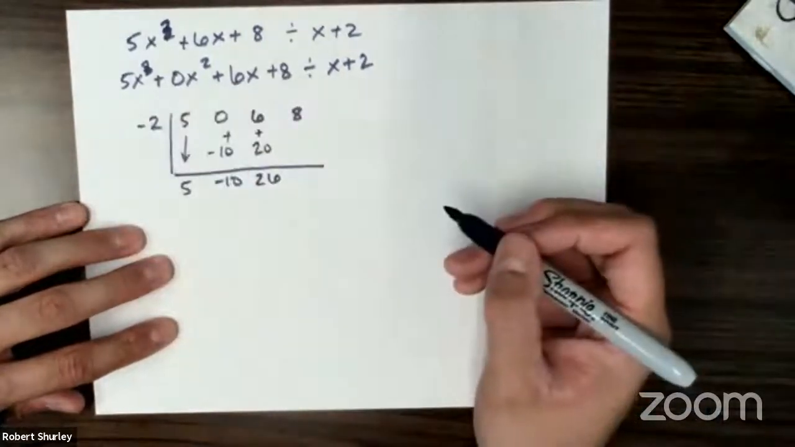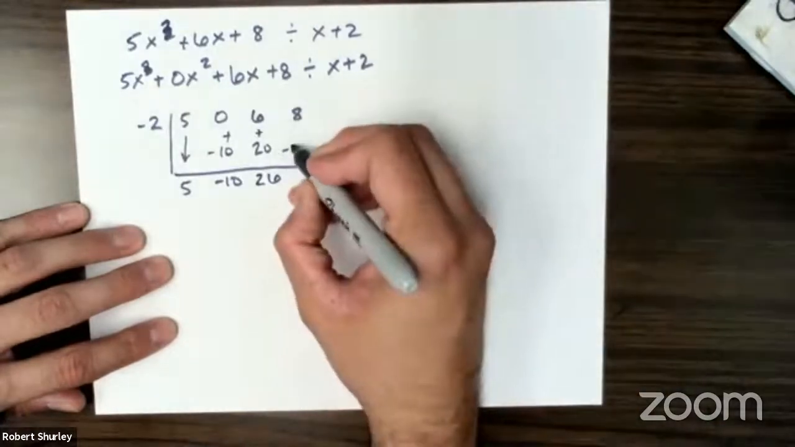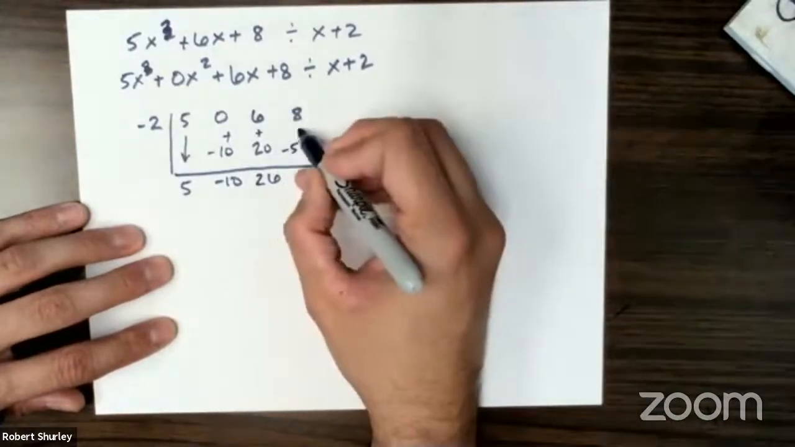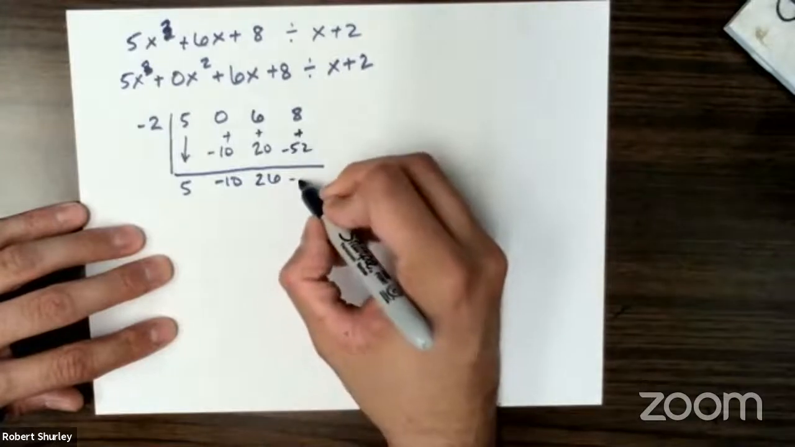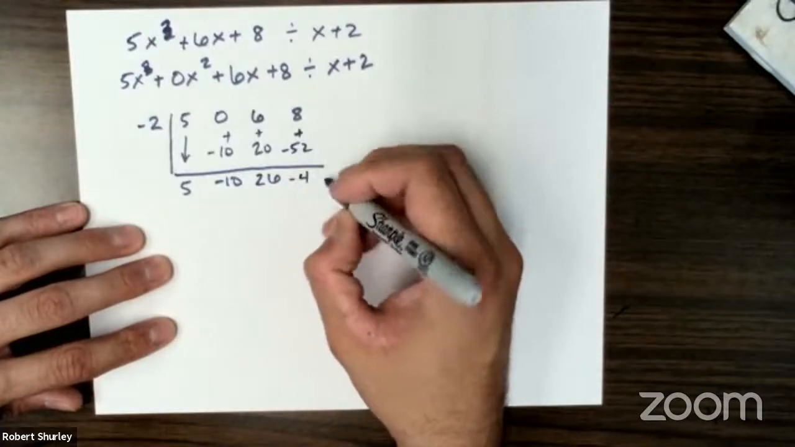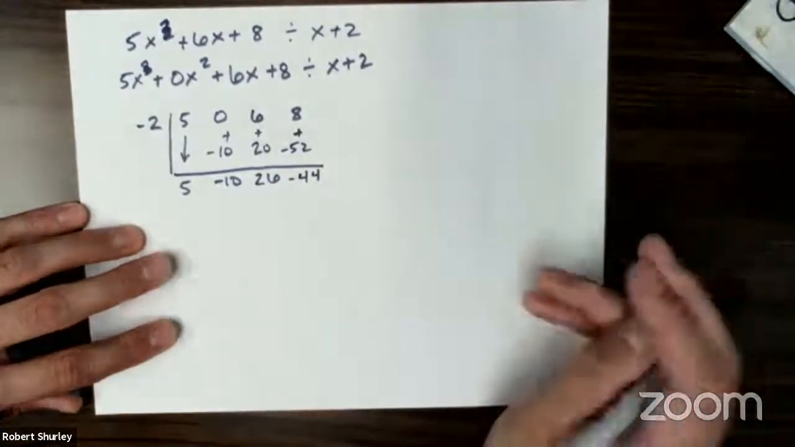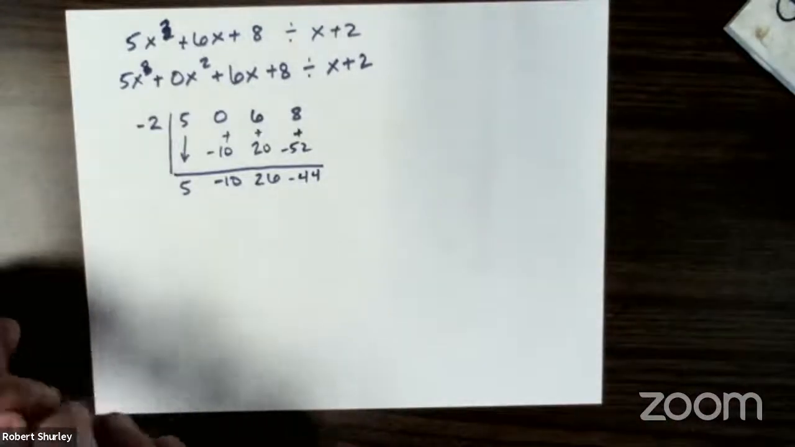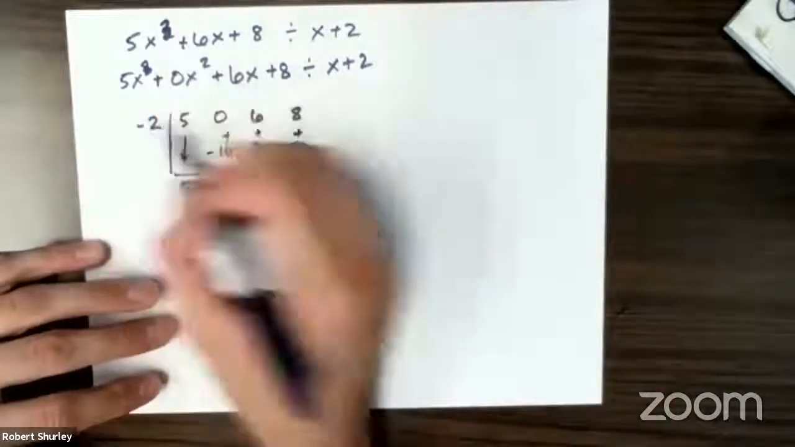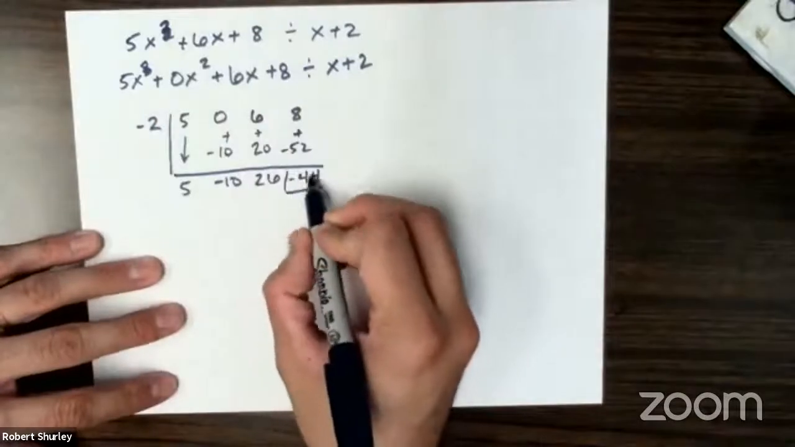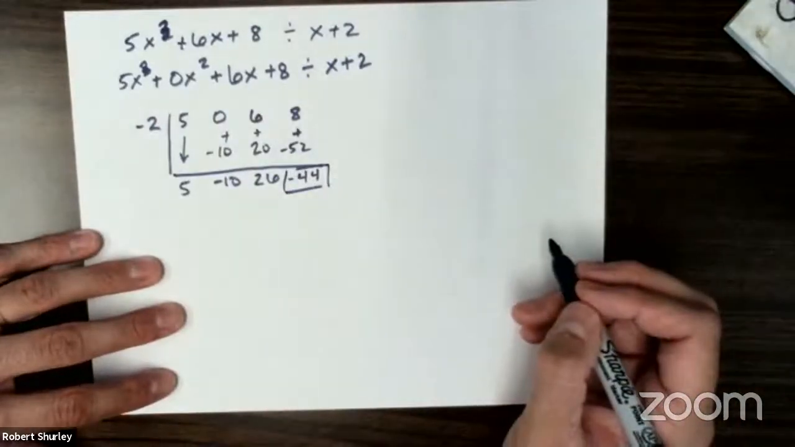26 times -2, that's going to be -52, I believe. Add that vertically, and you're going to get 44. Yeah. So no, this does not divide. x plus 2 is not a factor of this polynomial, right? And the reason I know that is because we have a remainder here.